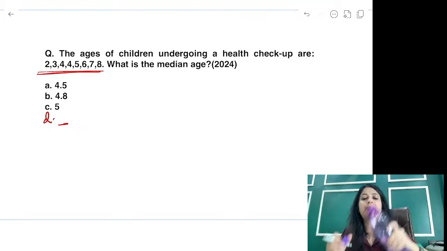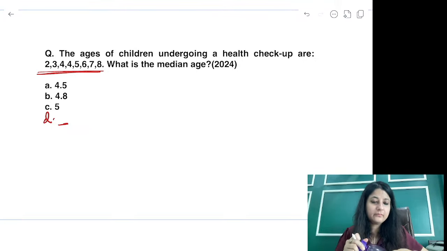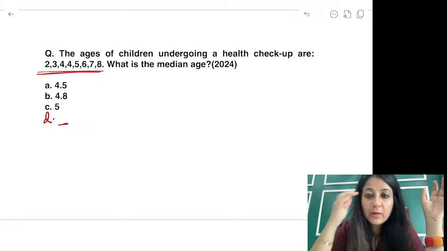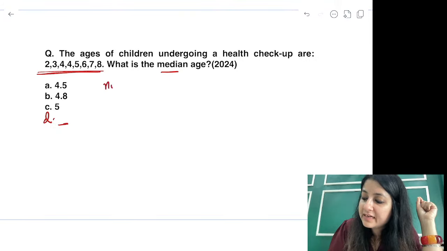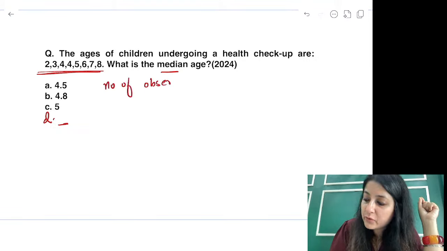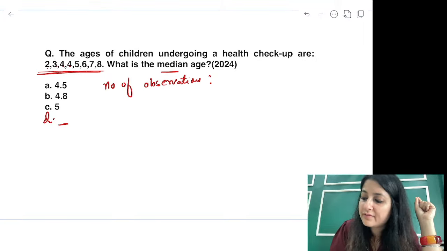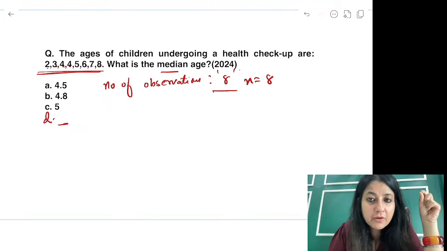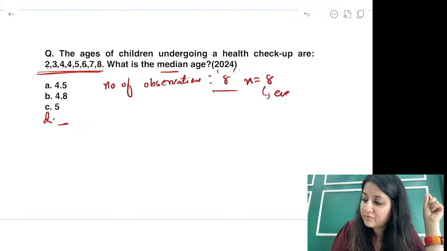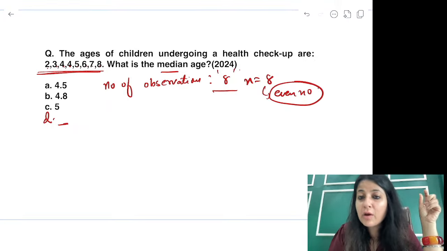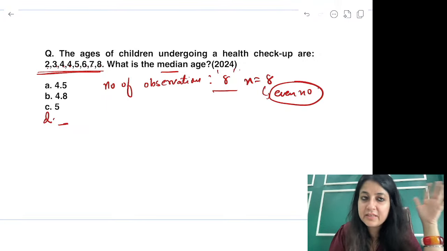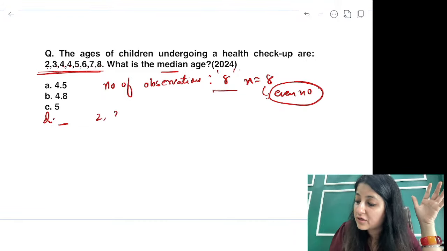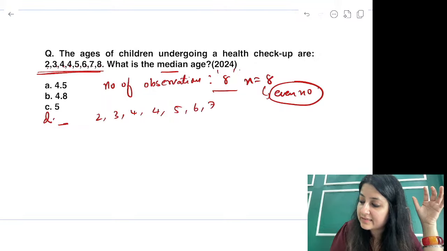Now, number one, whenever you are asked about median, look at the number of observations. How many observations you have over here? 1, 2, 3, 4, 5, 6, 7, 8. 8 observations. So, n is equal to 8. Now, 8 is odd or even? 8 is an even number. Whenever you have an even number, you have to arrange in ascending order, any which way. It's already arranged: 2, 3, 3, 4, 4, 5, 6, 7, 8.